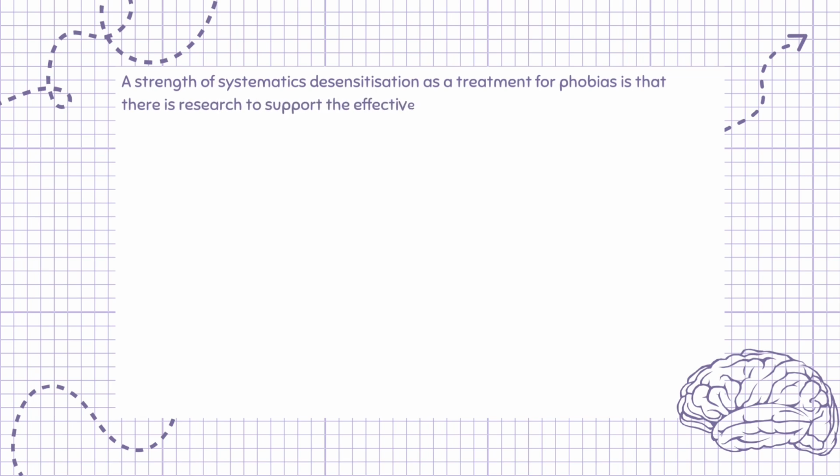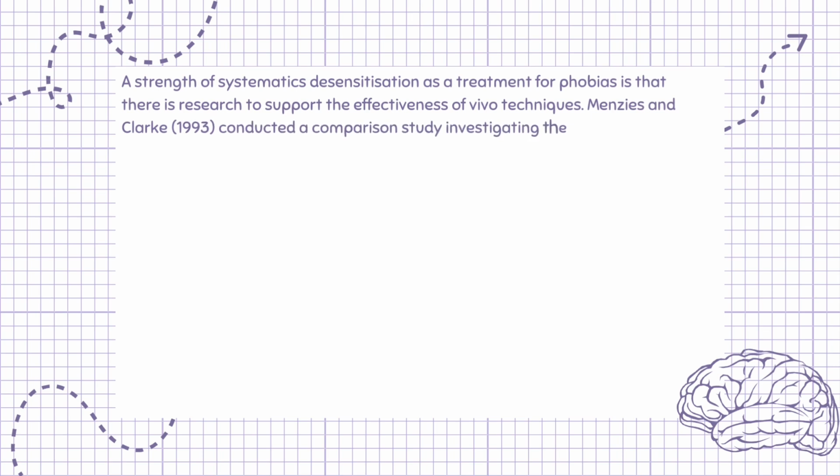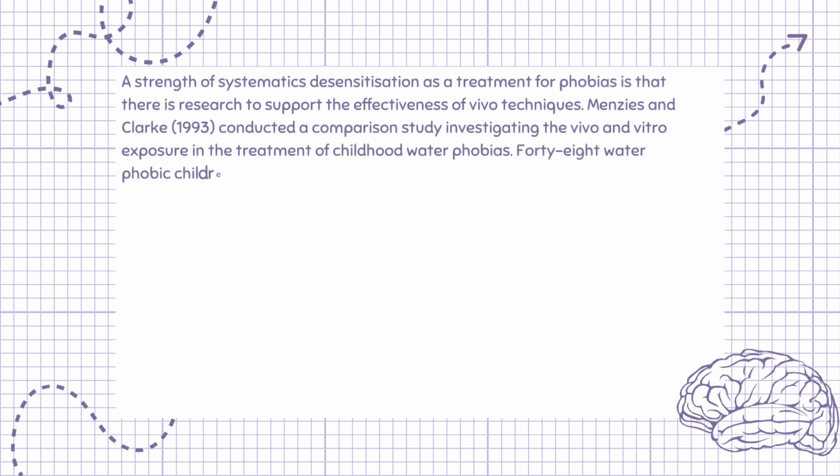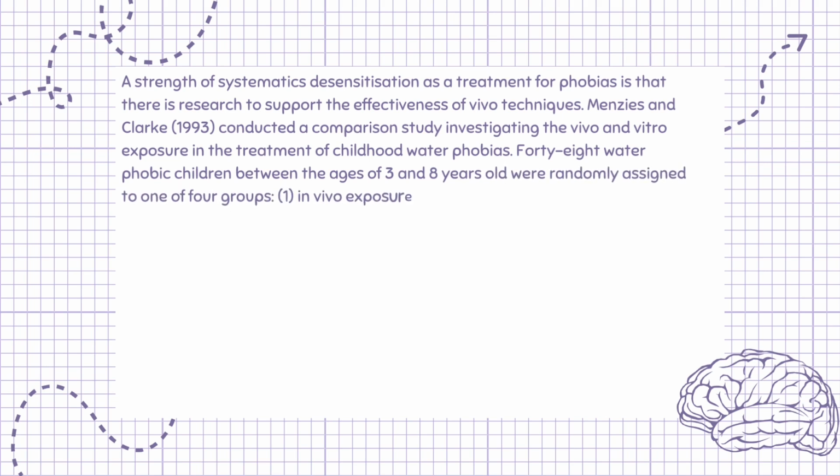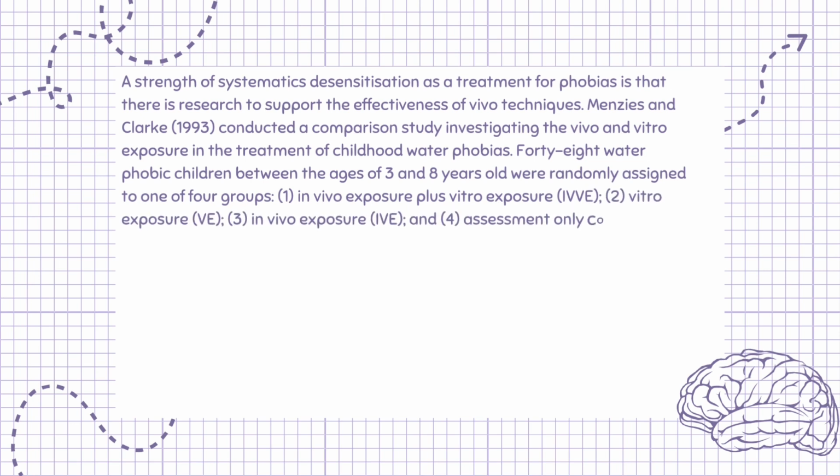effectiveness of in vivo techniques. Menzies and Clark, 1993, conducted a comparison study investigating the in vivo and in vitro exposure in the treatment of childhood water phobias. 48 water-phobic children between the ages of 3 and 8 years old were randomly assigned to one of 4 groups. 1. In vivo exposure plus in vitro exposure, IVVE. 2. In vitro exposure, VE. 3. In vivo exposure, IVE. And 4.